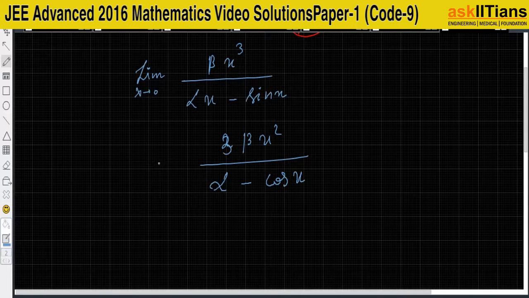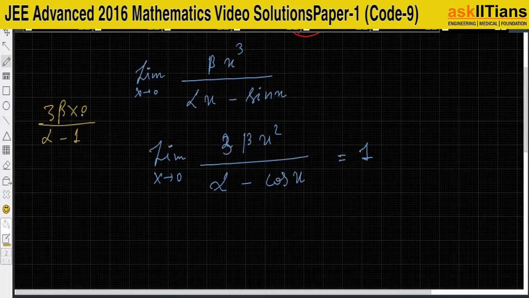And this is limit x tending to 0. This limit is given in the question equal to 1, right? Now if I see this very carefully, this limit is coming out to be 0. Why? Because if x is tending to 0, I'll get 3 beta multiplied by 0 divided by alpha minus cos 0, which is 1, right? So simply I'm getting this.